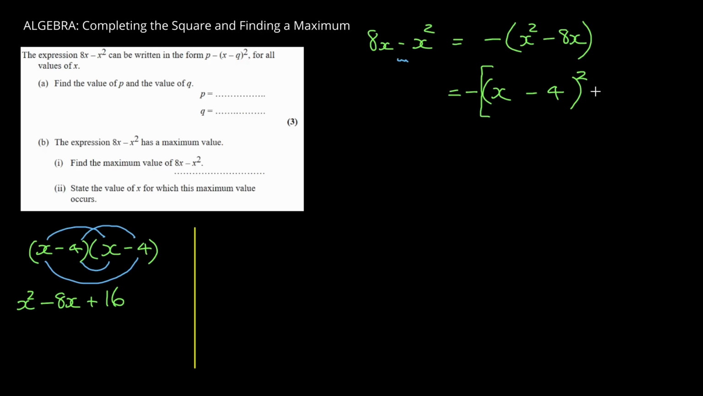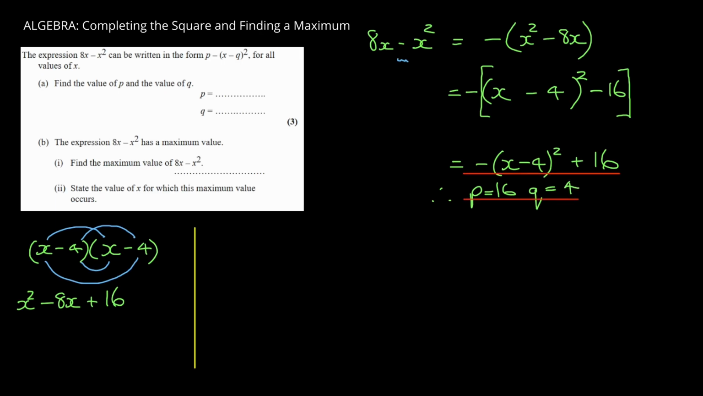I've put a square bracket there because I'm going to take away that 16 that the (x minus 4) squared will produce, and we don't want it. So putting that -16 there will redress the balance and immediately remove the positive 16 that this expression produces. So taking the square bracket away, I get negative (x minus 4) squared plus 16. So therefore I can say that p is equal to 16 and q is equal to 4. And that's the answer to part A.